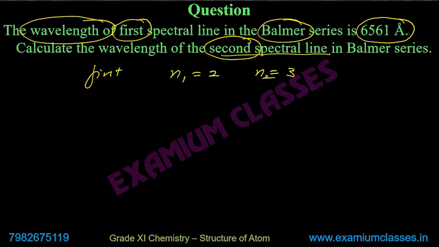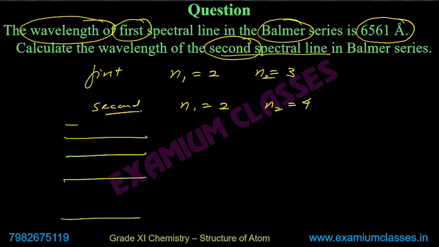For the second transition, it will be n1 2, n2 4. 1, 2, 3, 4, 5.